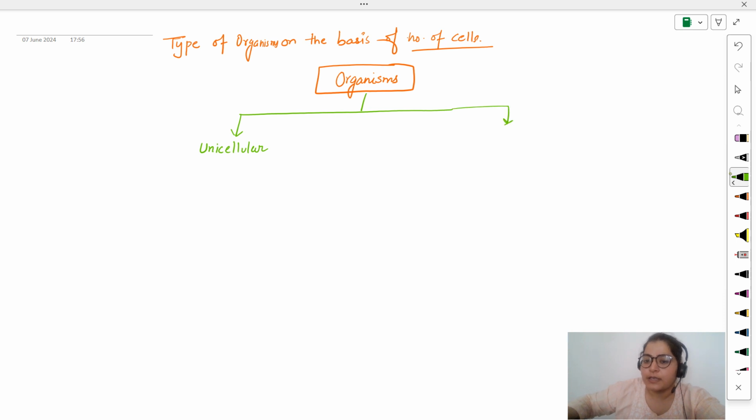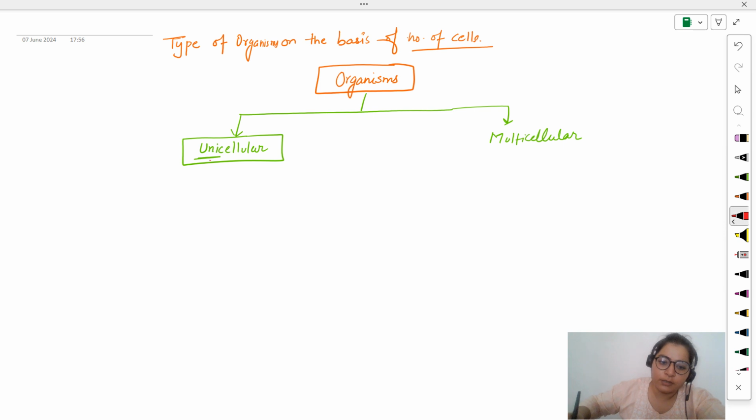Another one is the multicellular organism. When we talk about unicellular, as the name indicates, you have to know what it means. Uni means single, cell means cell. So the organism which is made up of only a single cell is called a unicellular organism.